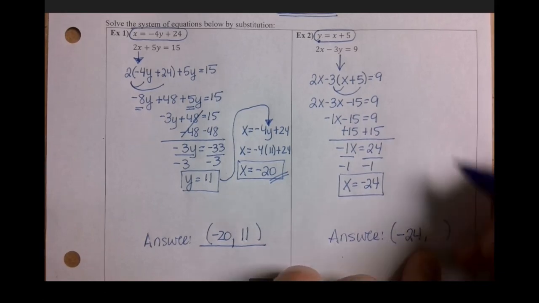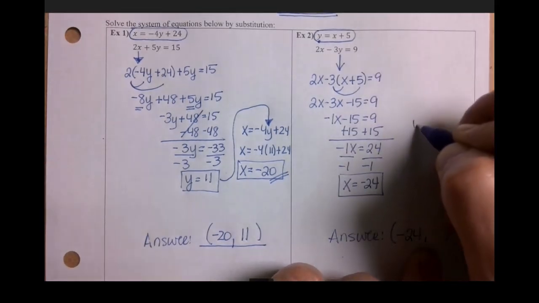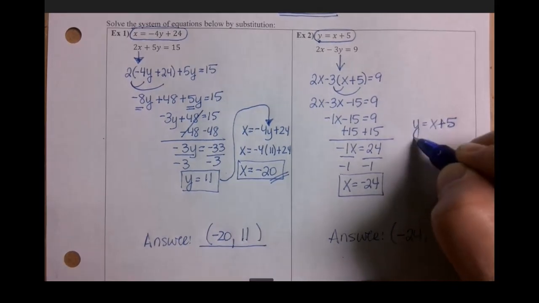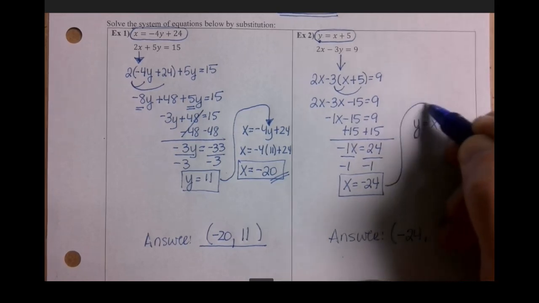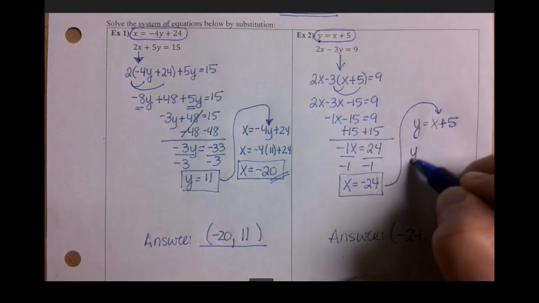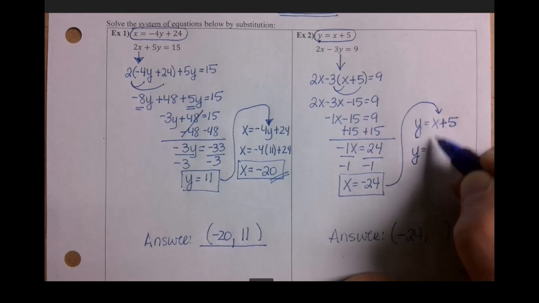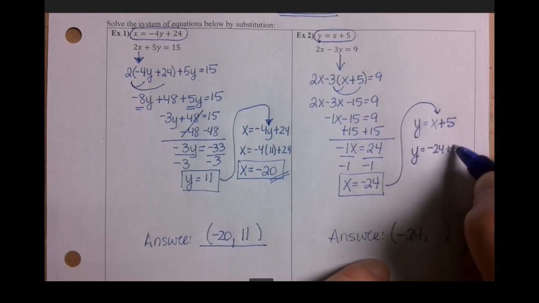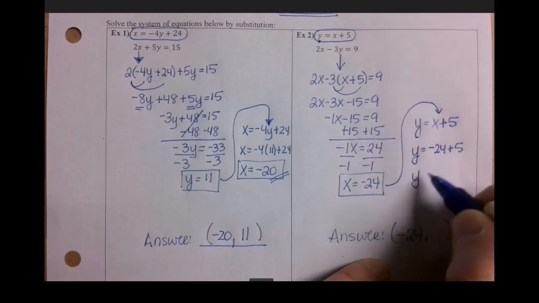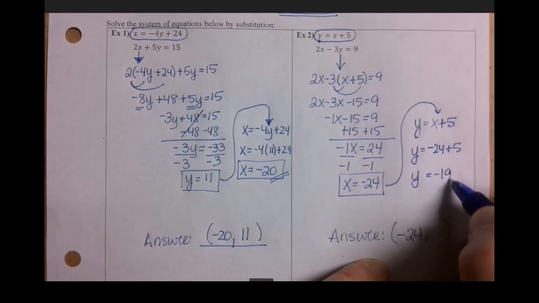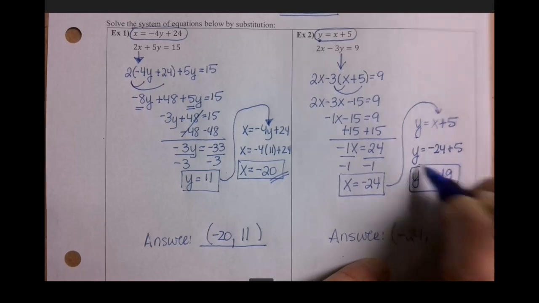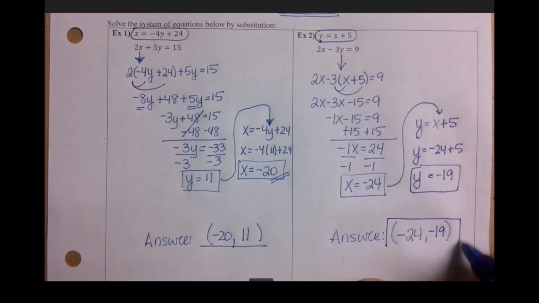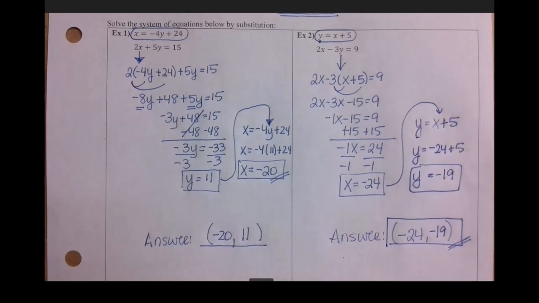To find the y-coordinate, I go back and copy this equation that I circled. So plus 5 right here, and I bring the negative 24. Notice here that there's no number in front of the x, so we don't need to put parentheses. You just replace negative x with negative 24. And when you do that, you will get y equals negative 19. So that means my answer is going to be negative 19 right there. So that's my answer for this problem.